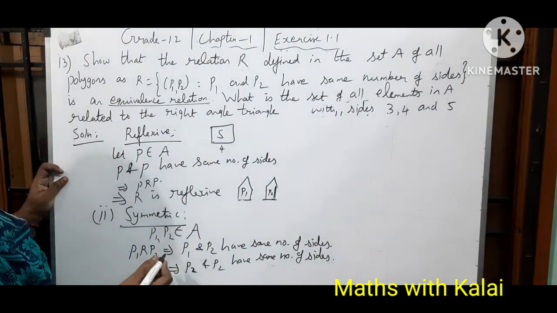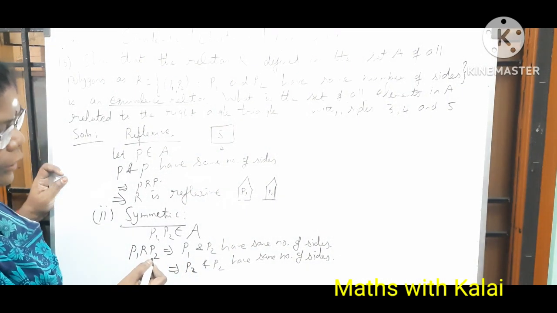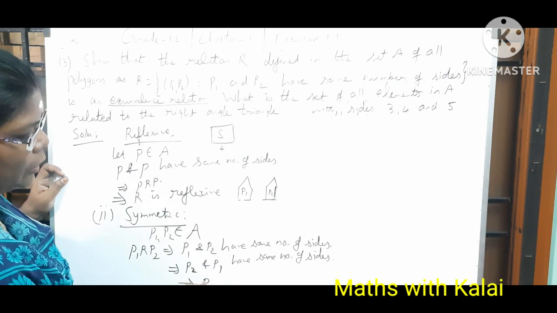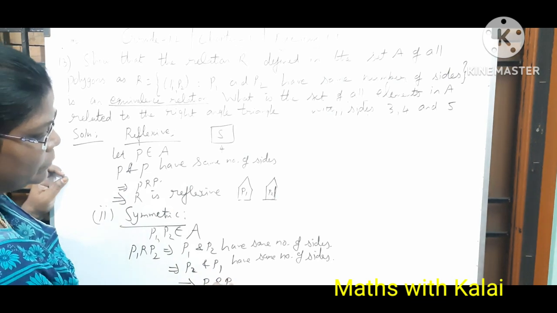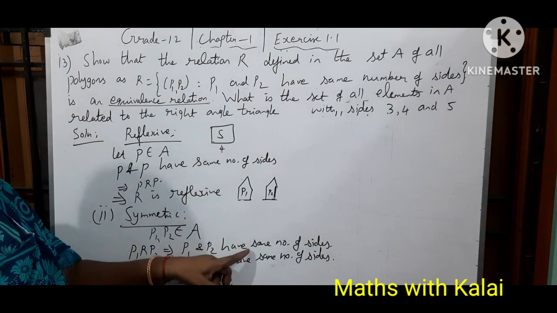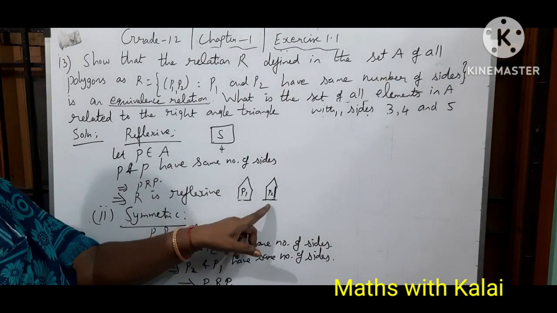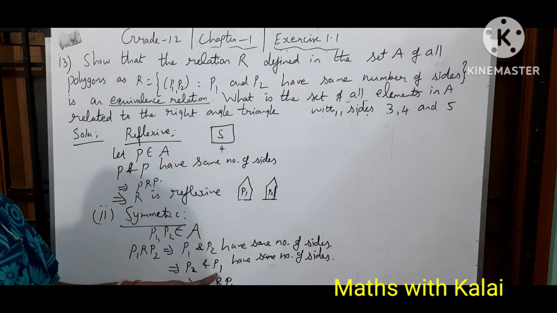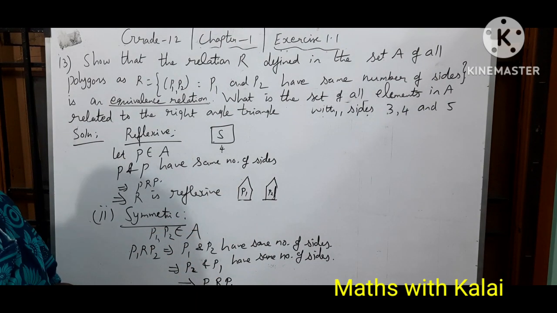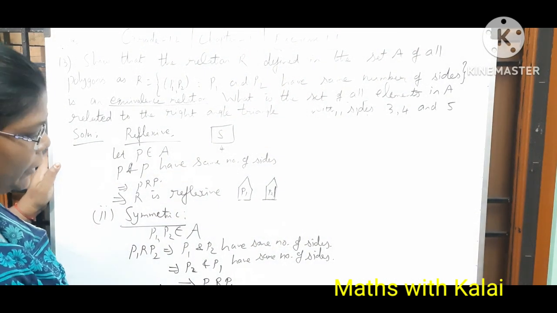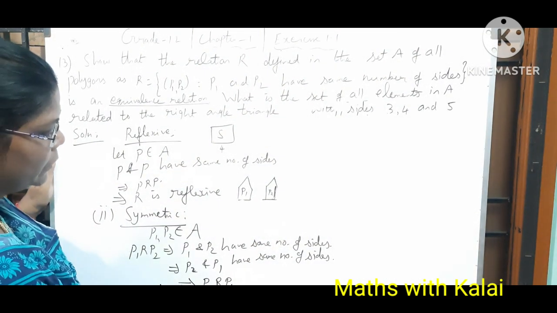Assuming that P1 is related to P2, now I can write that P2 is related to P1. We are assuming P1 is related to P2. That means P1 and P2 have the same number of sides. When these two have the same number of sides, then these two also will have the same number of sides. So P2 and P1 have the same number of sides, which means P2 is related to P1. P1 related to P2 implies P2 related to P1. That means the given relation is symmetric.